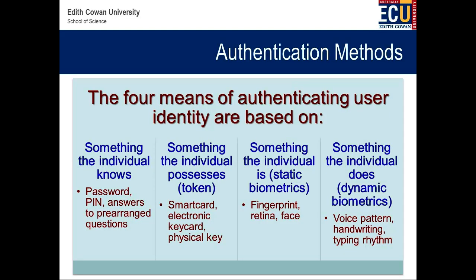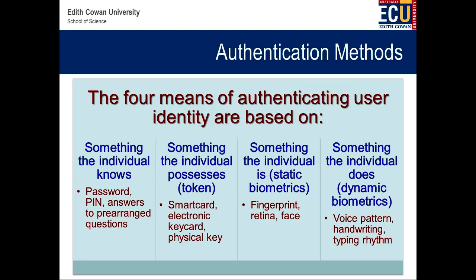Since we are focusing more on authentication methods, there are 4 means of authenticating a user ID. One is something the individual knows, which is a password or a PIN number. Something the individual possesses, commonly known as a token, like your electronic cards or ATM cards. And something the individual is, which has 2 different categories: static and dynamic. We are talking about static biometrics and dynamic biometrics.